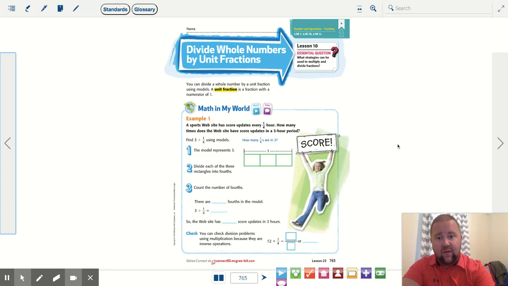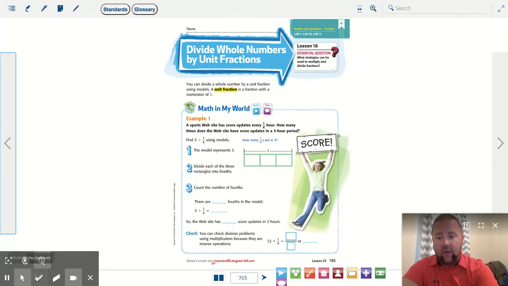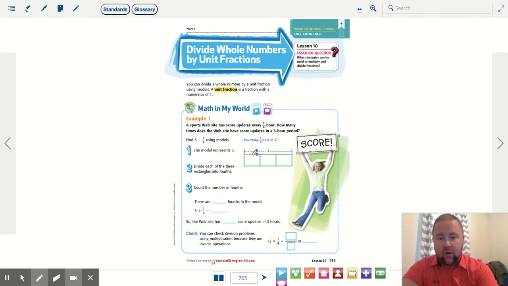We're going to start out with the first example that says a sports website has score updates every 1/4 hour. How many times does the website have score updates in a 3-hour period? So they show a model where you have 3 wholes. This is 3 hours, and each of those hours is being divided in fourths. So we're going to take our model and divide them all into fourths. I'm going to do the fourths like this.